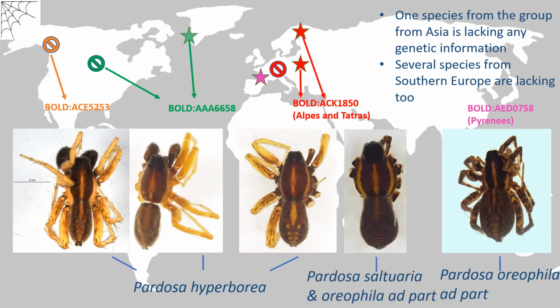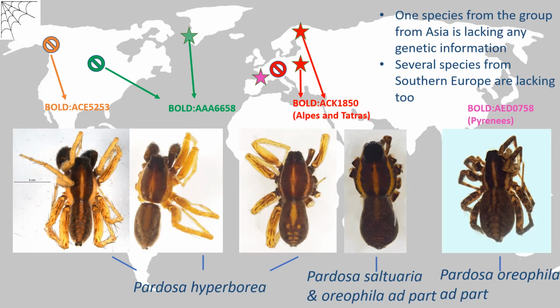Then the problem arises that the DNA barcode, this single gene from Pardoza hyperbarea, is again shared with another species that occurs in Europe, in the Tatra Mountains, like in Slovakia. So it makes it a mess. A simple solution would be to merge these two as one species, or describe these two as two new species.